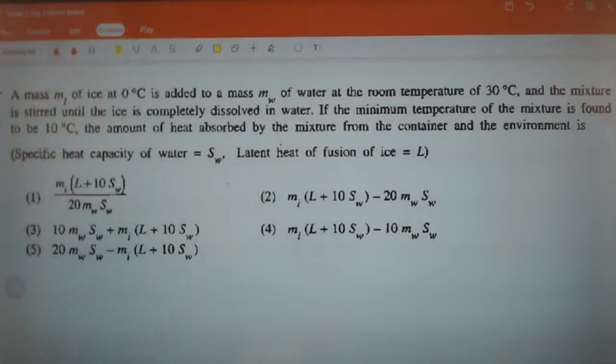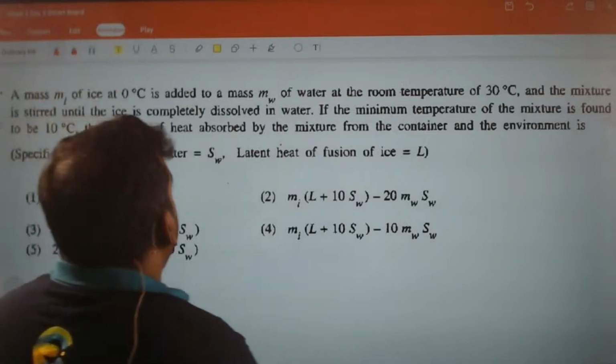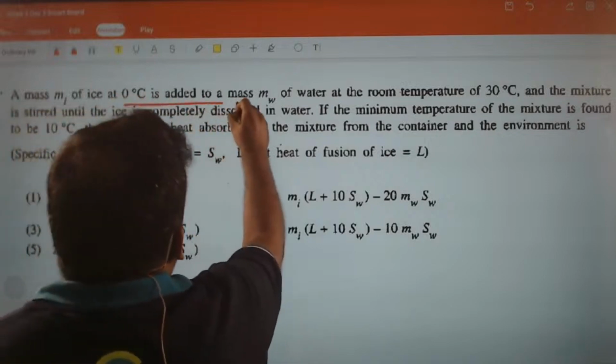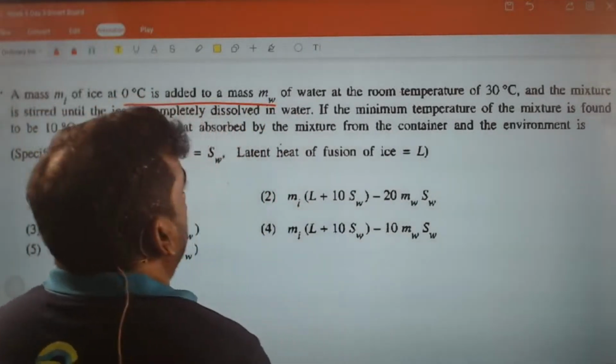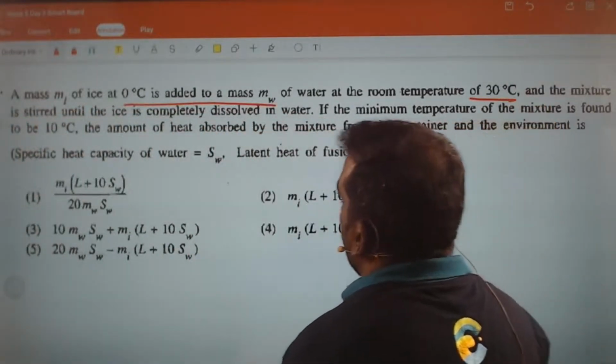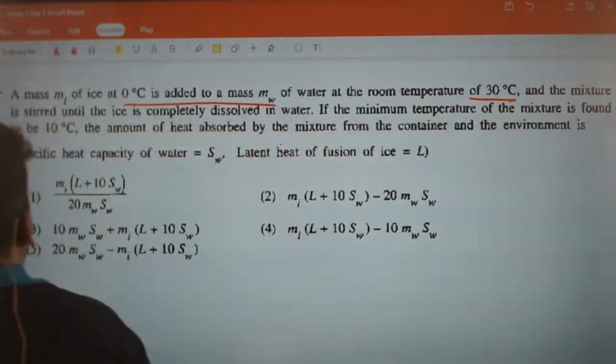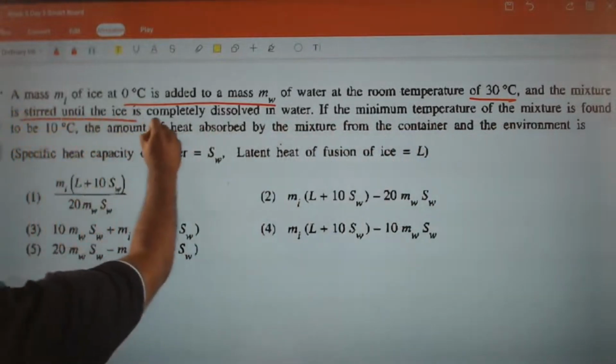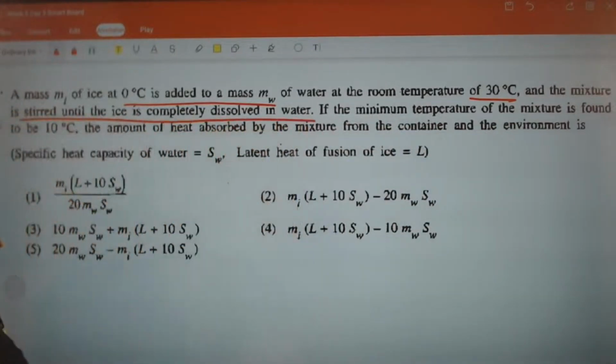Mass m1 of ice at 0 degrees Celsius is added to mass mW of water at room temperature of 30 degrees Celsius, and the mixture is stirred until the ice is completely dissolved. Ice is what? Completely dissolved.